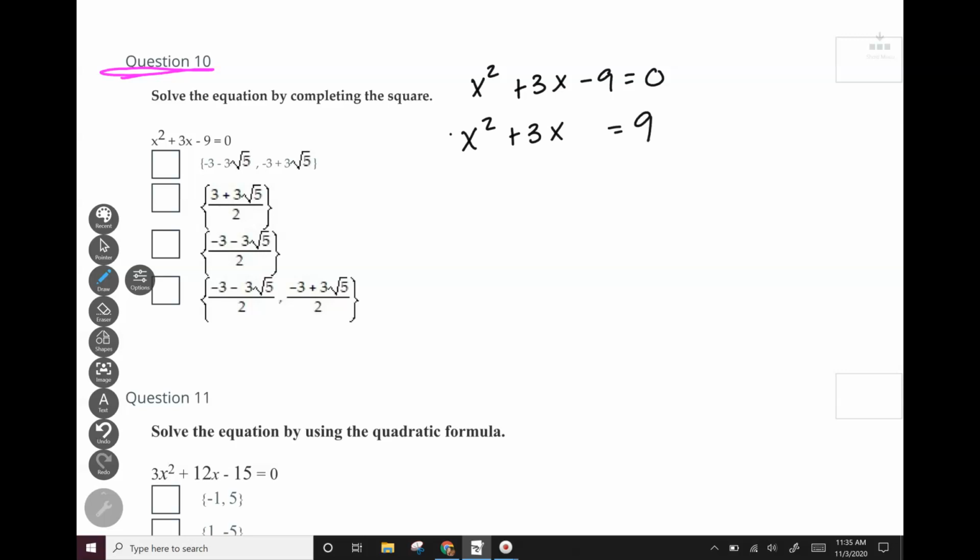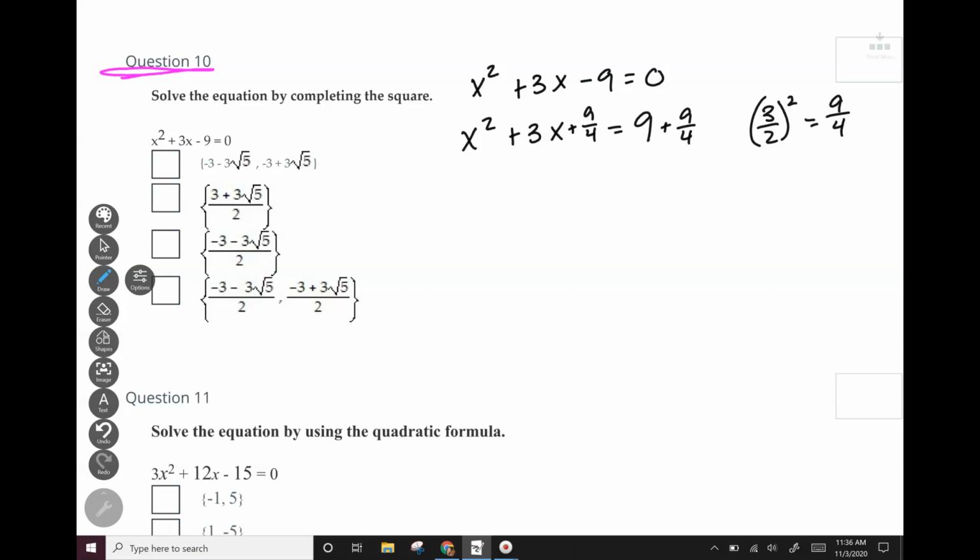If there were a coefficient in front of the x squared, you would want to divide that out first. We don't have that here. So we're going to do our b divided by 2 squared. That's 9/4, squaring the top and the bottom. So I add 9/4 to both sides.